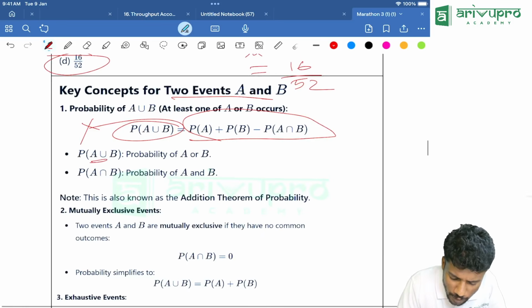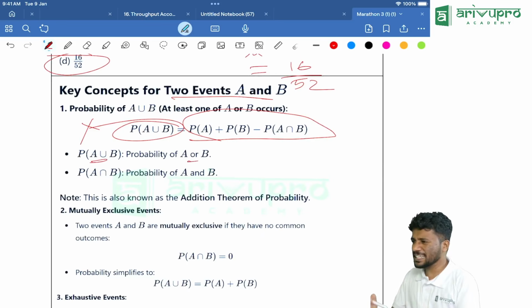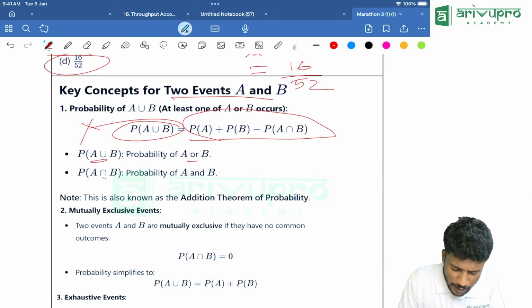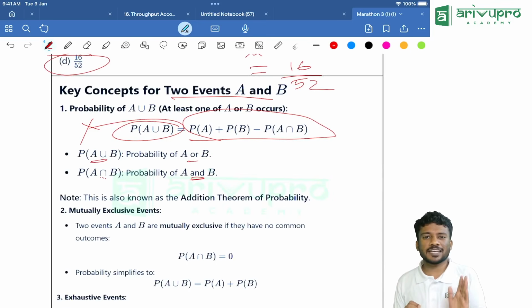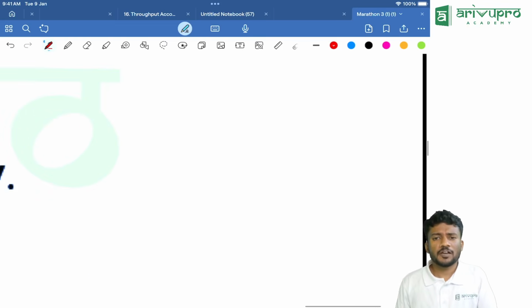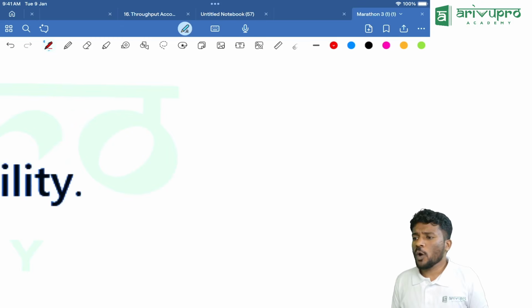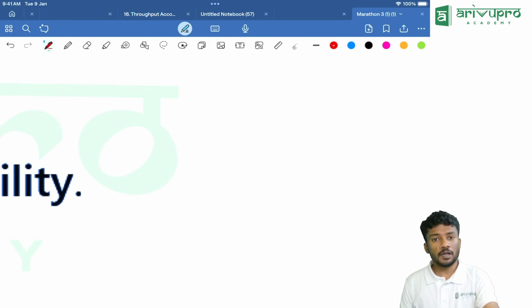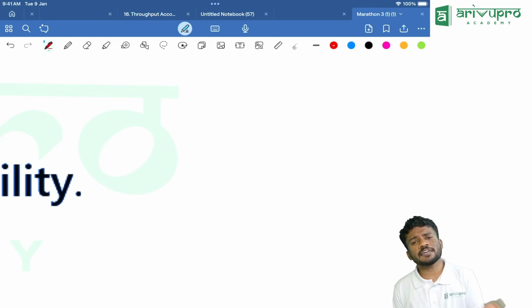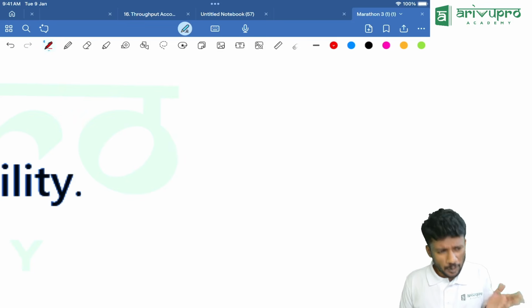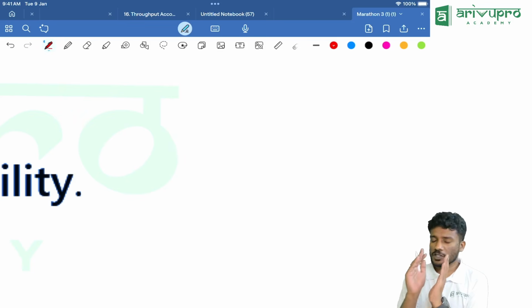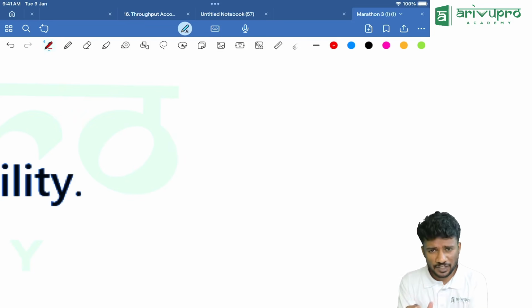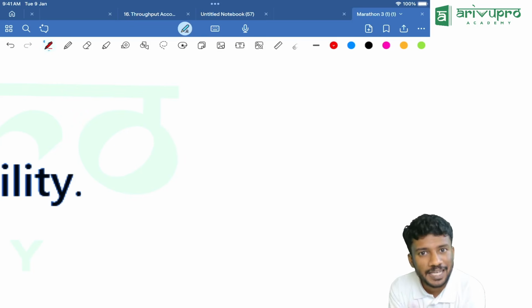Now, what does union mean? Or. Either or, at least, everything we will use union. Intersection means and. Whenever I say a number divisible by 3 and 4, you take 3 into 4, that is 12, so divisible by 12. Whenever I say a number divisible by 5 and 3, you take the multiplication of 3 and 5, that is 15, so numbers divisible by 15.